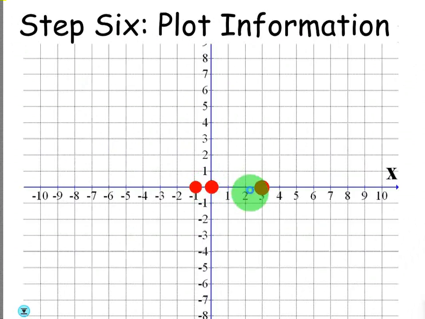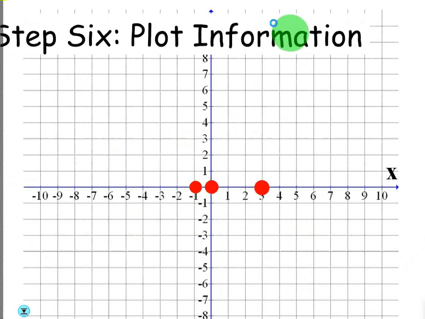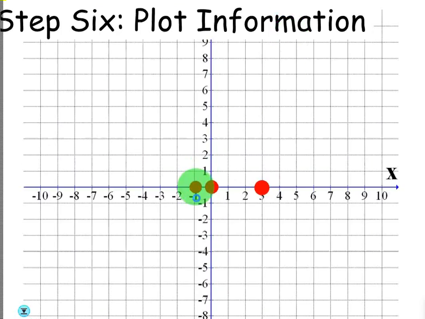Next step is we're going to plot the information. So a couple things. The first thing you're going to do is plot your x-intercepts. So we found -1, 0, and 3. So you'll just put points there on the x-axis where you know it crosses. The next thing is the y-intercept, which in this case happens to also be the x-intercept. Normally it doesn't happen. So like if your y-intercept was 6, you'd put a point there at y equals 6.